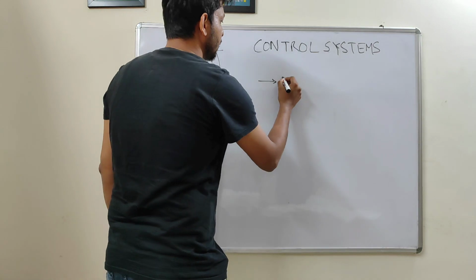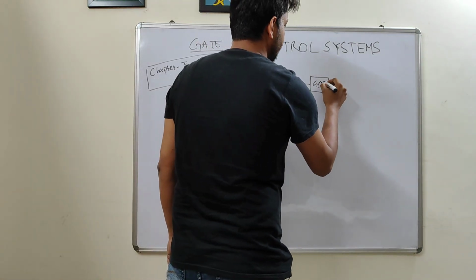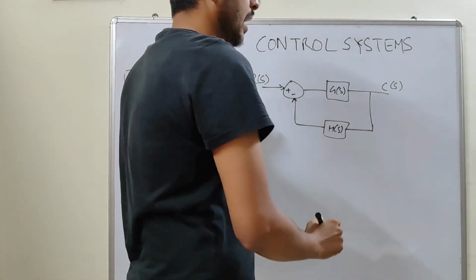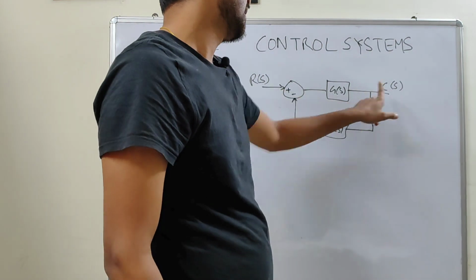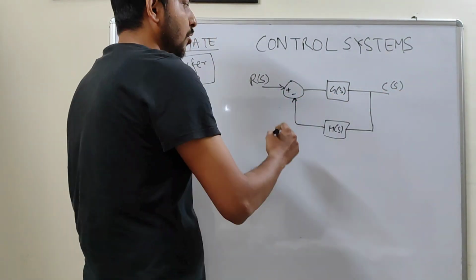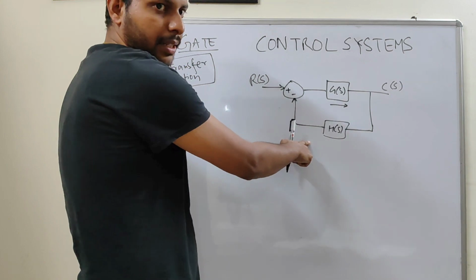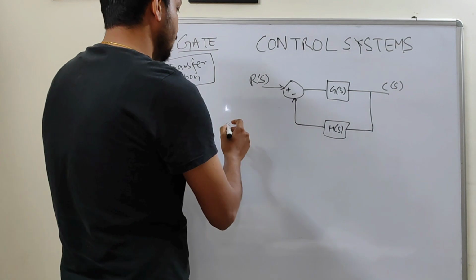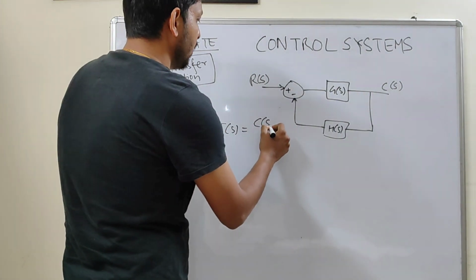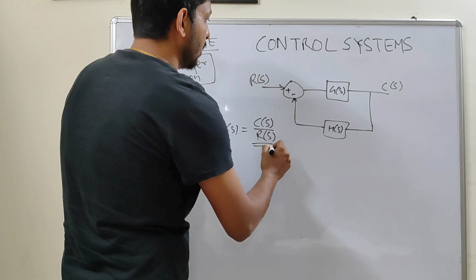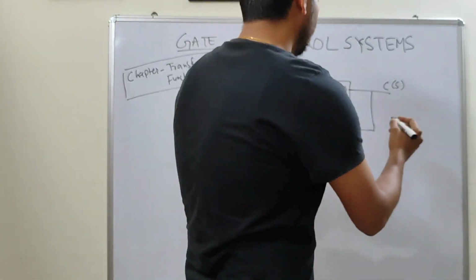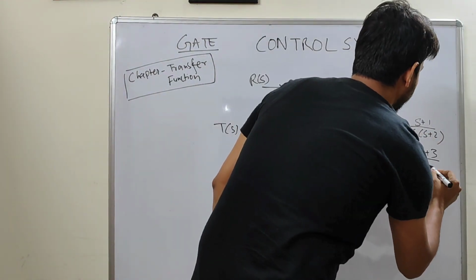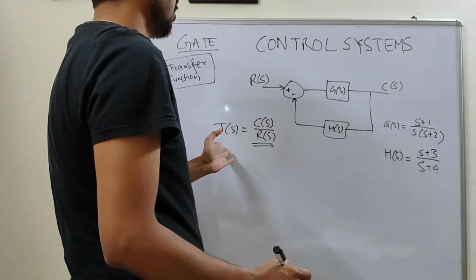So let's say this is given. R(s) is the input and C(s) is the output. G(s) is the forward path gain, and H(s) is the feedback path gain, right? So it is asked to find the transfer function. Transfer function is nothing but C(s) by R(s), right? This is what we are asked to find out, and G(s) is given as... So this is the question, and we are asked to find the transfer function.